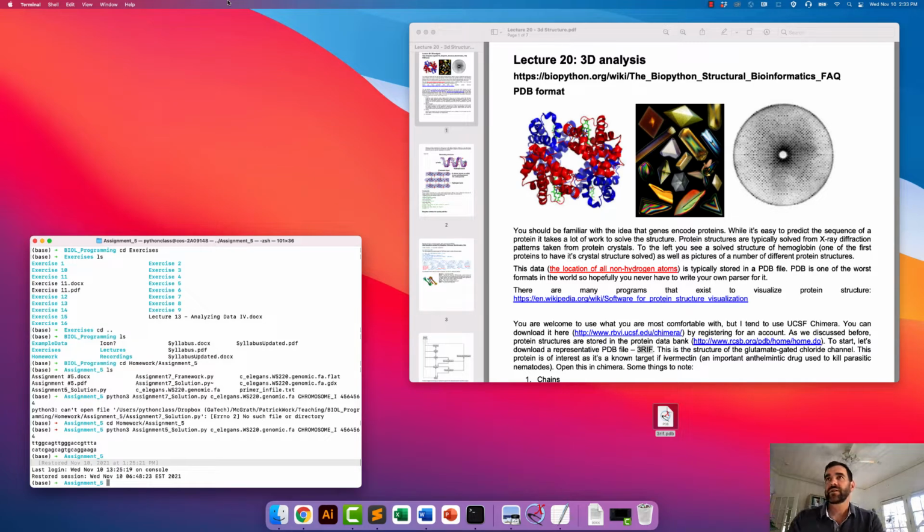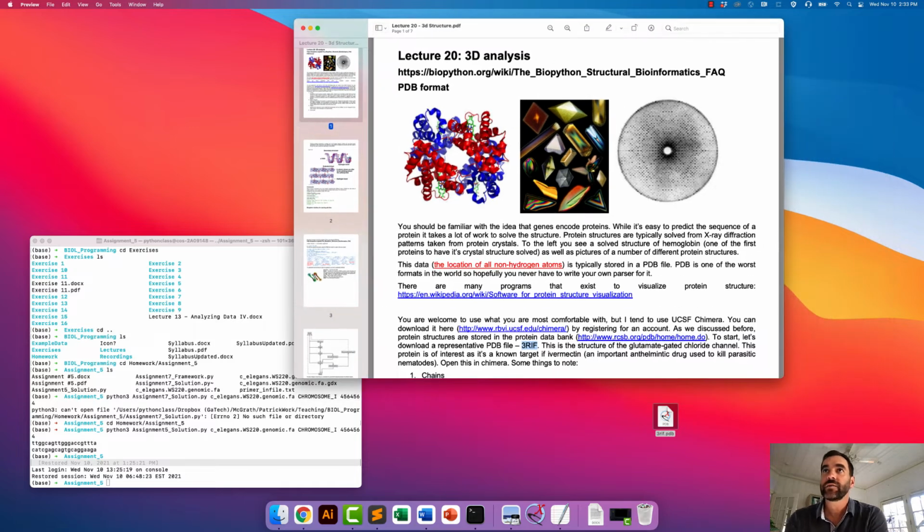All right, lecture 20 is going to be on 3D analysis and analyzing protein structures. So the central dogma is that DNA encodes genes, so you transcribe DNA into RNA, and then RNA is translated by ribosomes into protein. And so these proteins each have their own unique functions. An example of that is hemoglobin, which transports oxygen through your blood. But there are 25,000 genes, so there are 25,000 different proteins that have their own unique function.